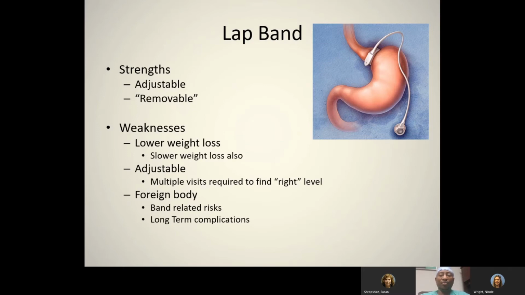And then over time, we found issues with it, such as it's a foreign body, the body reacts by trying to fight against it. We can develop things like hiatal hernias, the band can slip, and over time, we end up having to take a lot of them out. So the band we don't actually do anymore.